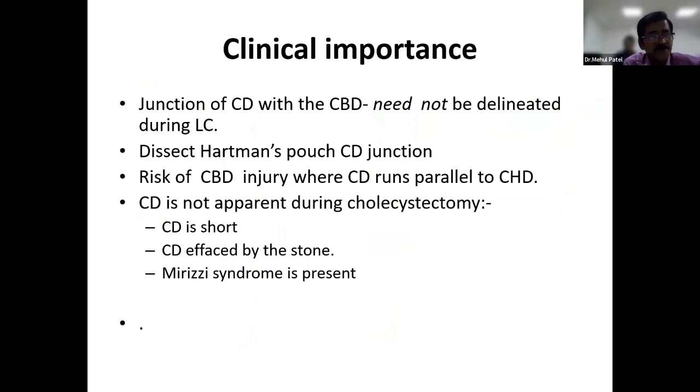So what is the clinical importance? Unless you are very conversant with this variation, you will not do a safe lap cholecystectomy, identifying the cystic duct and the artery. If the cystic duct is not apparent during cholecystectomy, either it is short, or it is effaced by the stone, or you are dealing with a situation of Mirizzi syndrome.